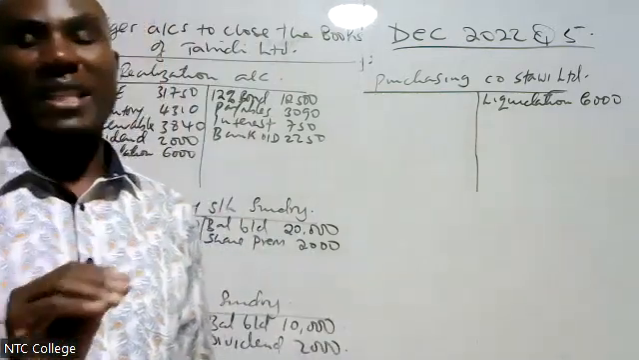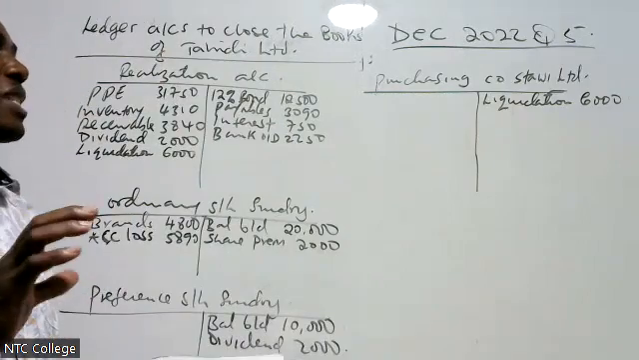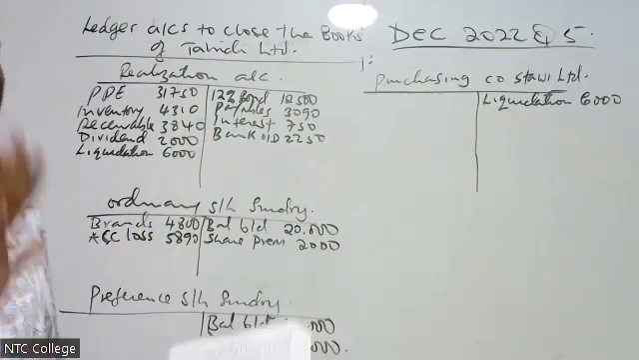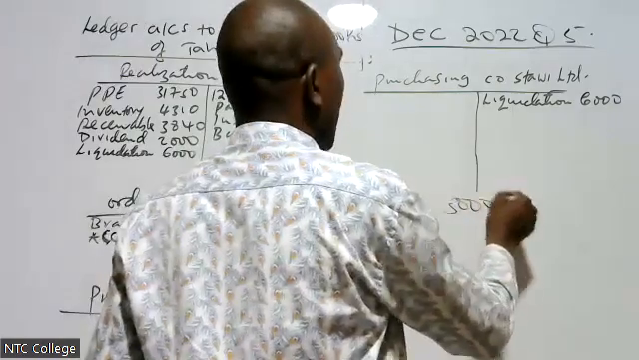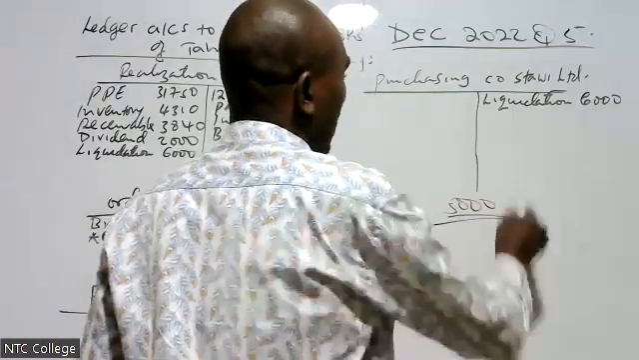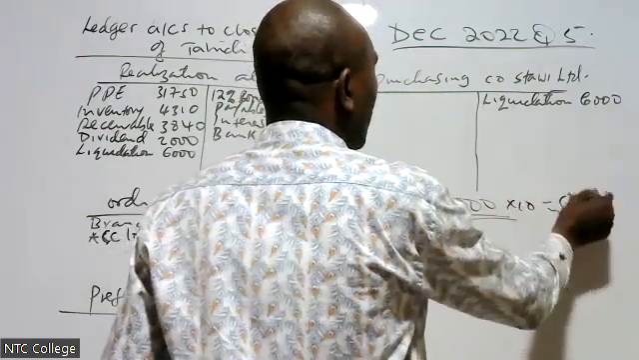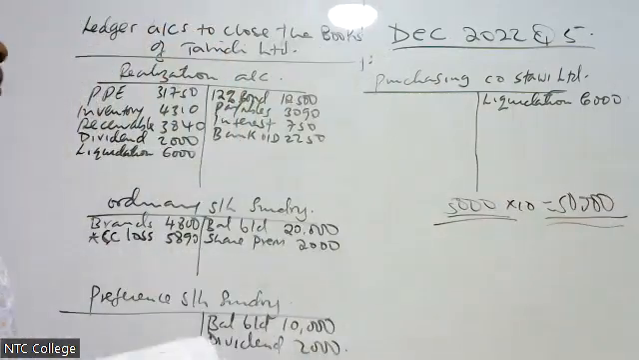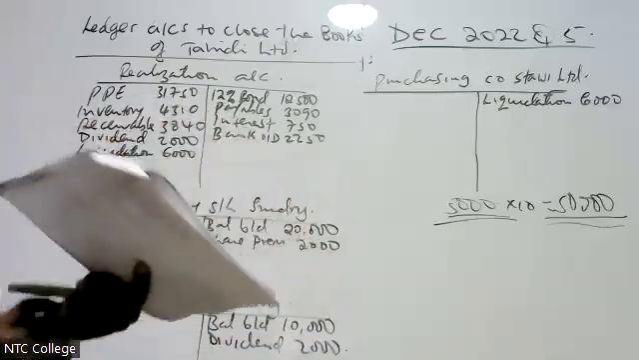I believe in our previous class, I explained what the authorized share capital is, which I said is the capital that the company will register. That in my lifetime, I want to have 5 million shares of shillings 10, which comes to 50 million. That is my capital I can have in my lifetime. Then that is the authorized share capital.